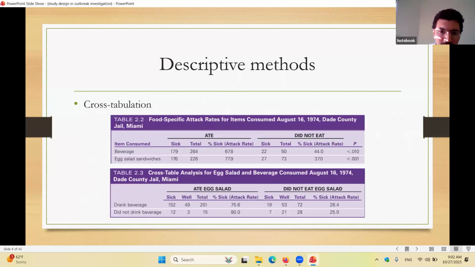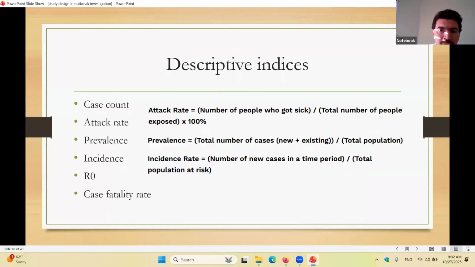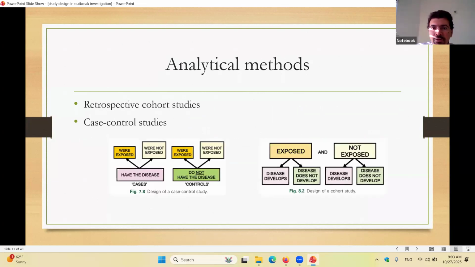I gave you the example of cross-tabulation as a source for generating hypotheses regarding analytical studies. I introduced you some descriptive indices. For example, case count, attack rate, prevalence, incidence, R0, and case fatality rate. Now, I will talk about analytical methods of study design in outbreak investigation.